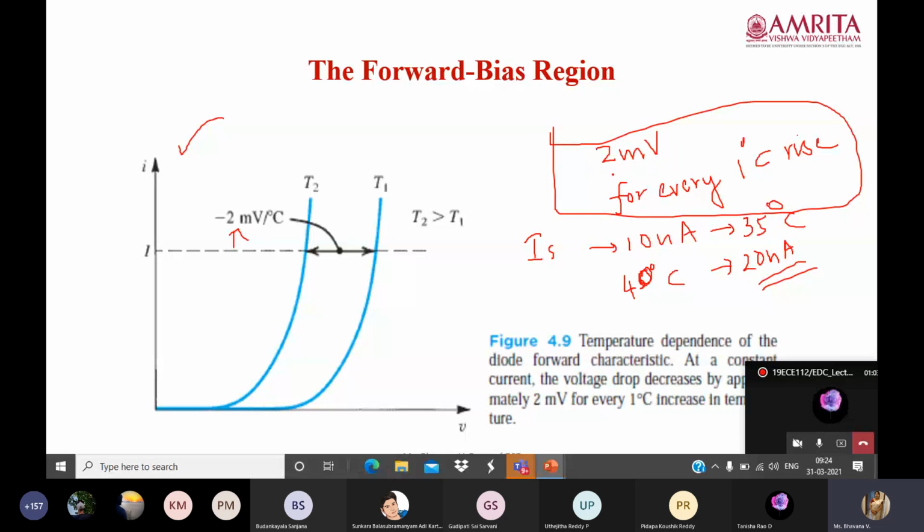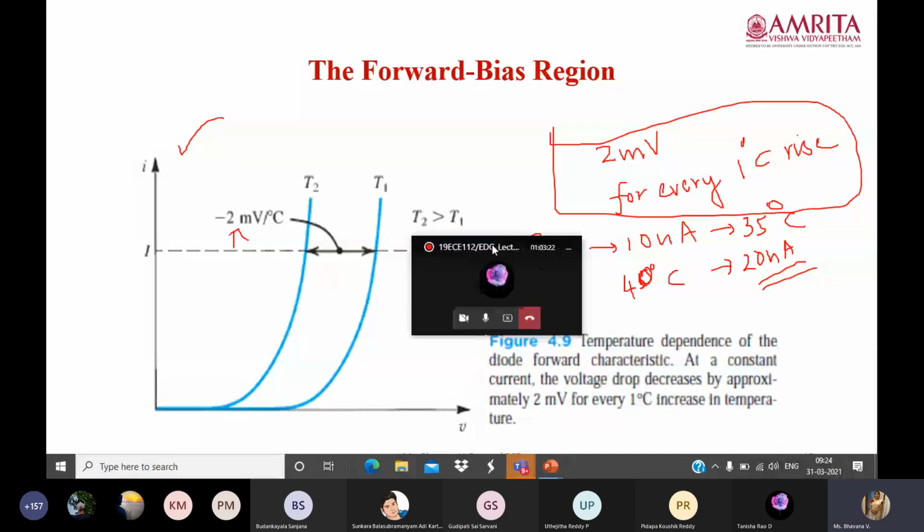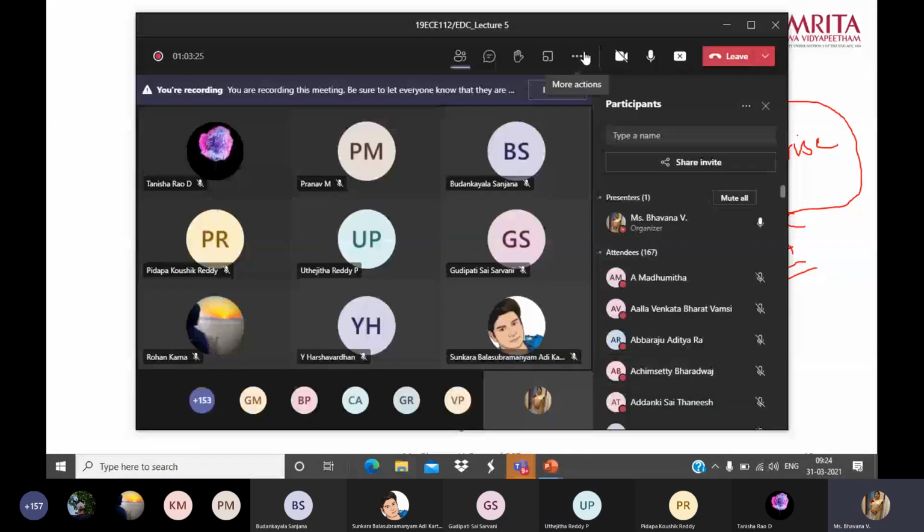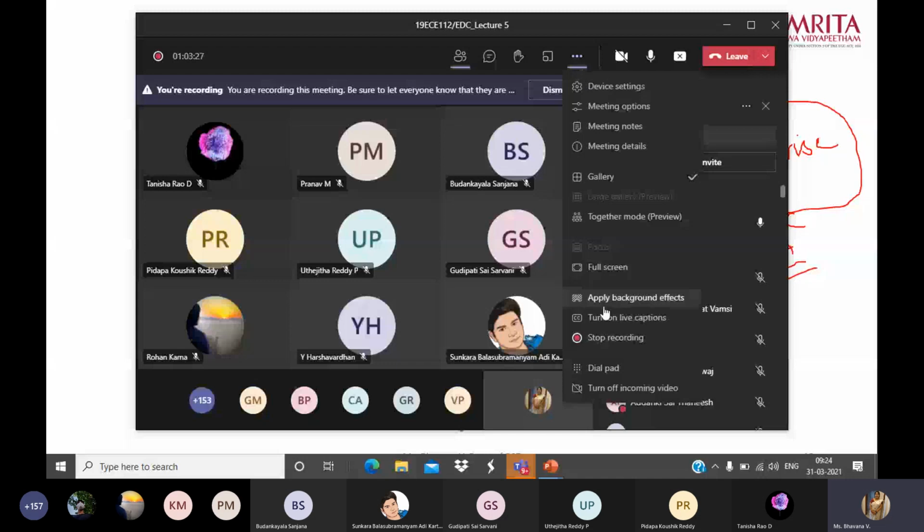Did you understand the forward bias region? Yes, ma'am. All of you understood, right? Tomorrow we'll finish the reverse bias region and breakdown region, and please keep a calculator with you. Tomorrow we'll be doing the numericals based on terminal characteristics of junction diodes.